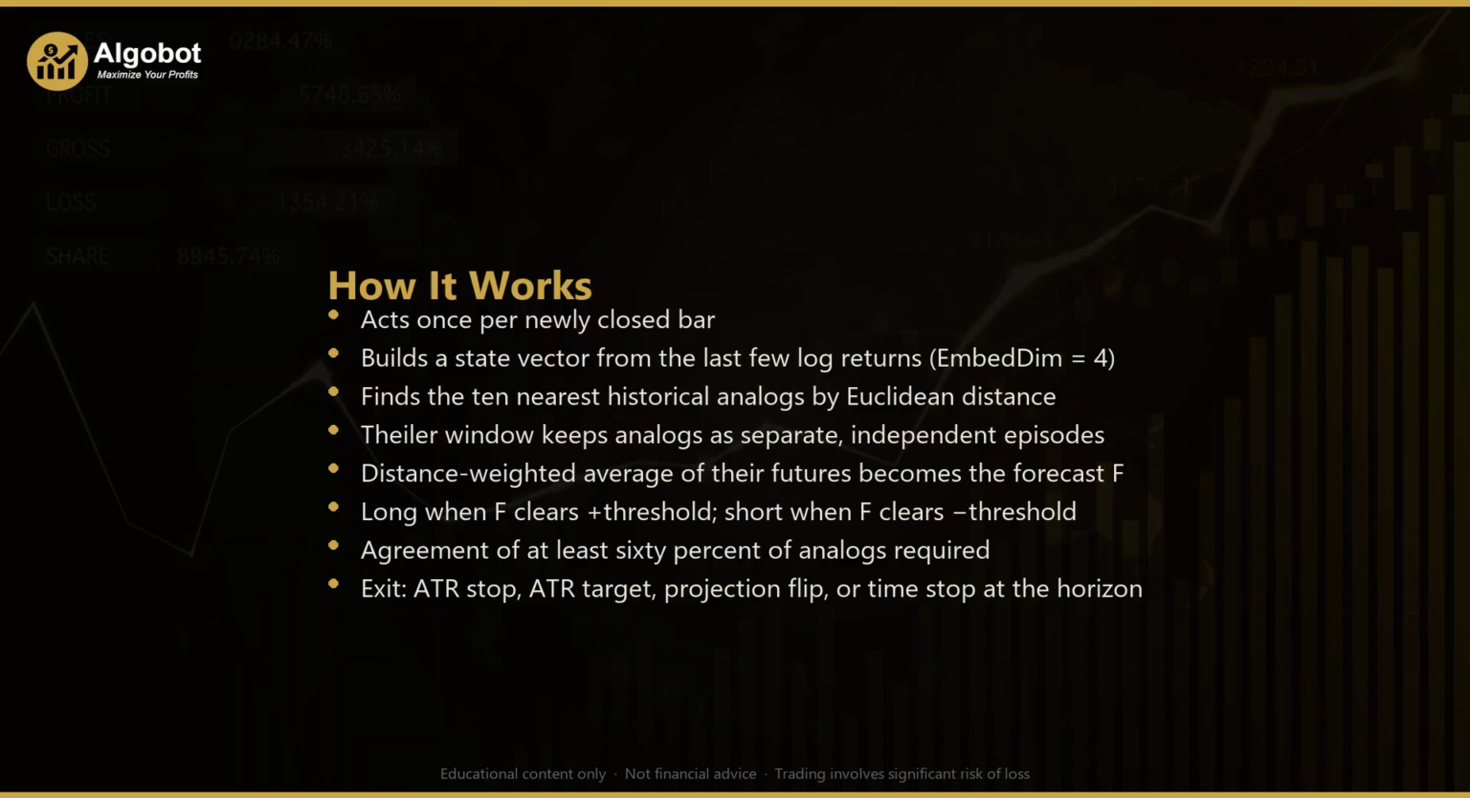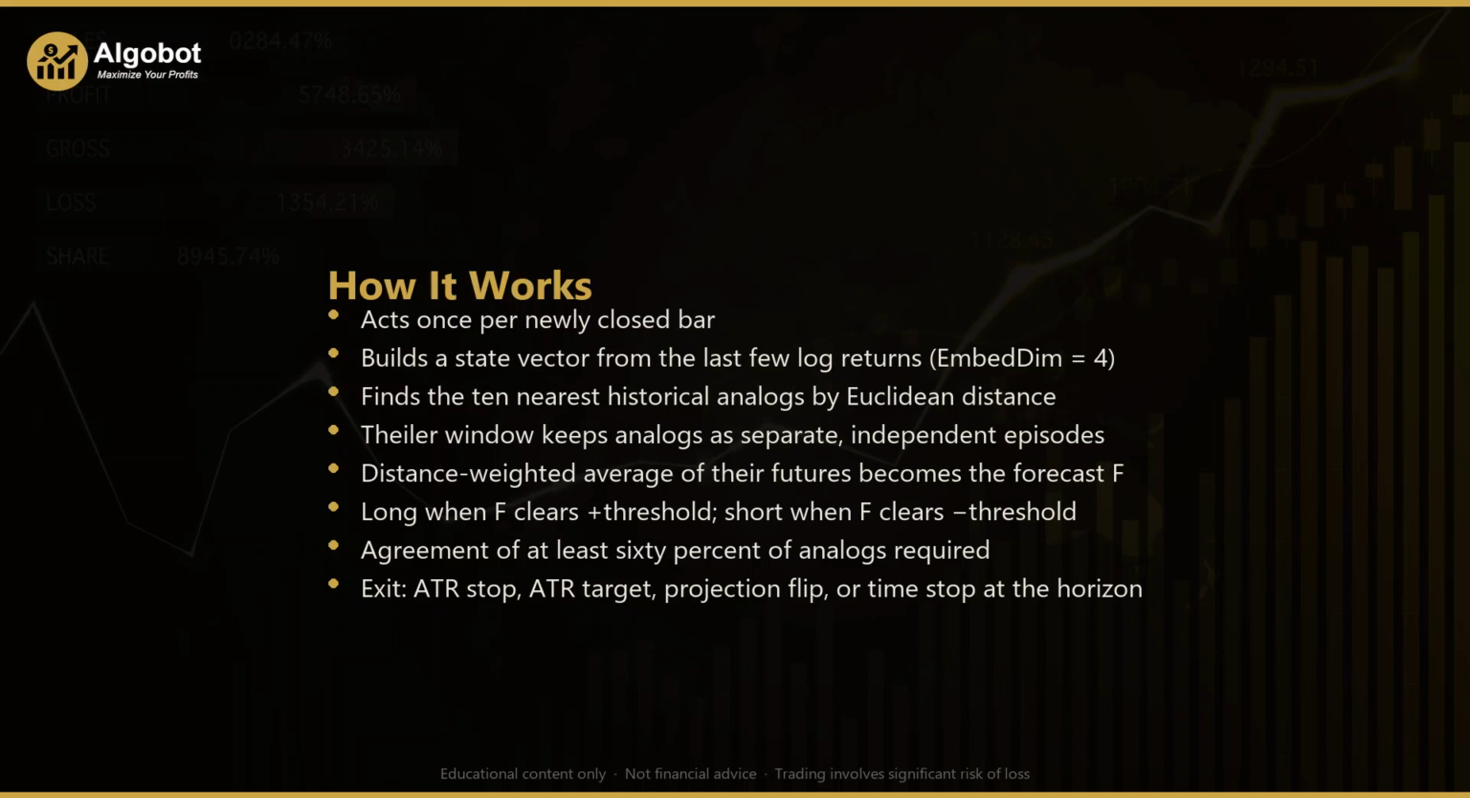Next comes the search. The strategy scans every past moment where a full state was defined and where the future outcome is already known. For each candidate, it measures the Euclidean distance to the current state, how geometrically similar that past moment was to right now. It ranks all candidates by distance and greedily selects the 10 nearest, subject to a rule called the Theiler window. That window forces the selected analogs to be separated in time by at least the larger of the horizon and the embedding dimension, so the strategy never counts one overlapping stretch of history several times. Each analog is a distinct episode.